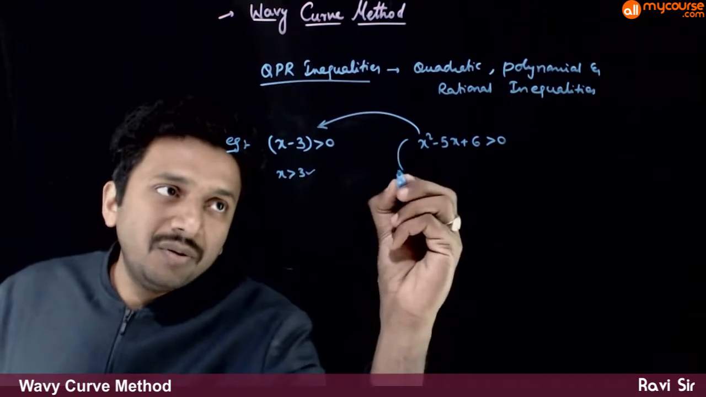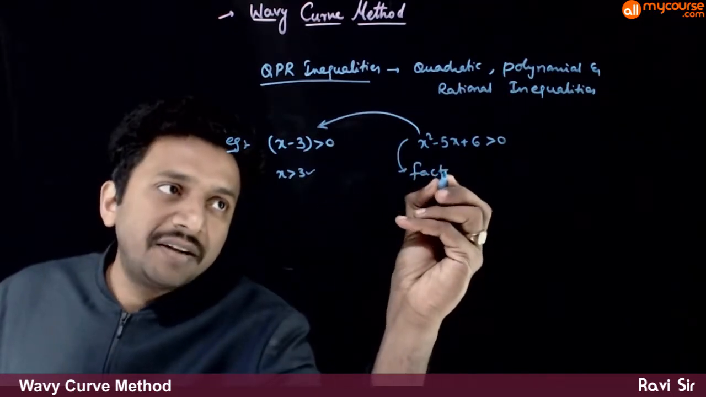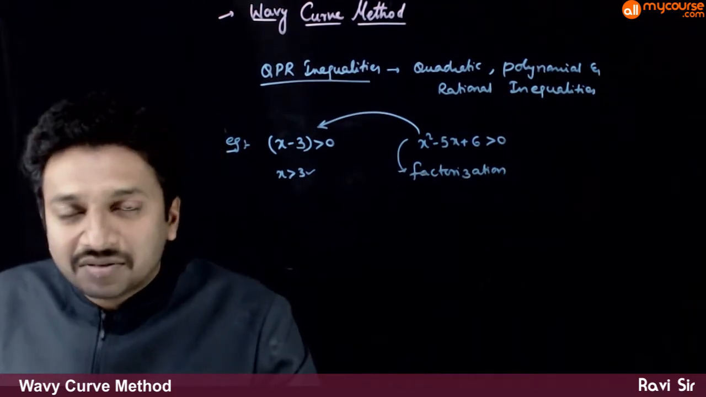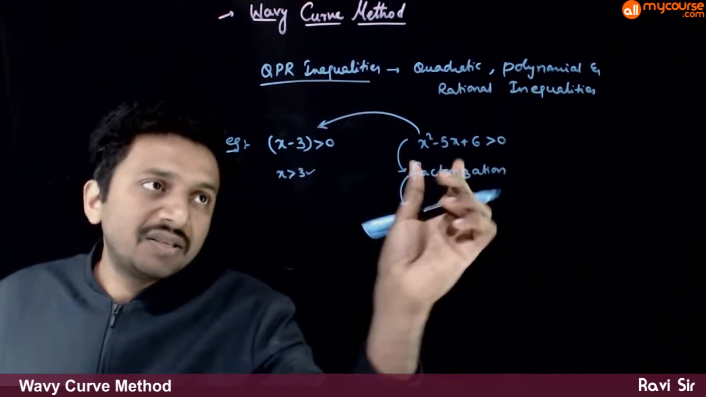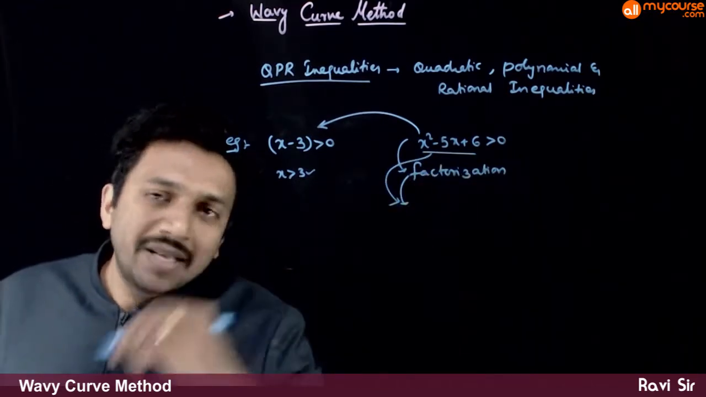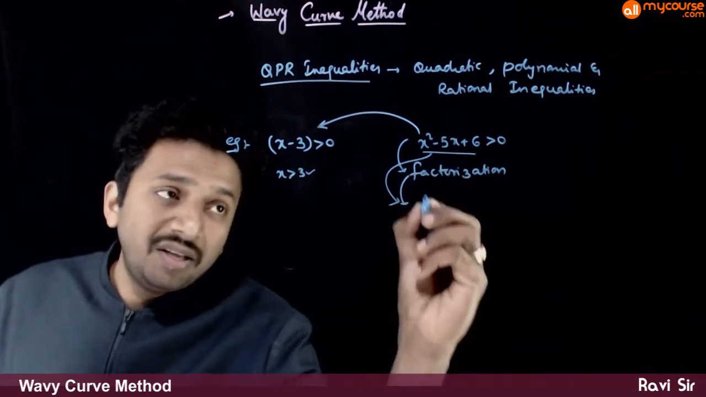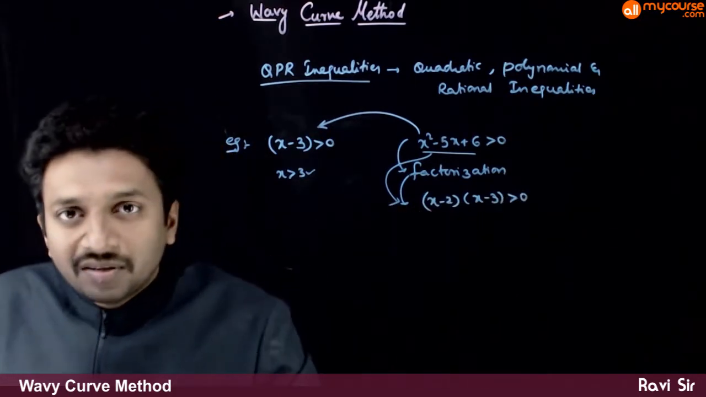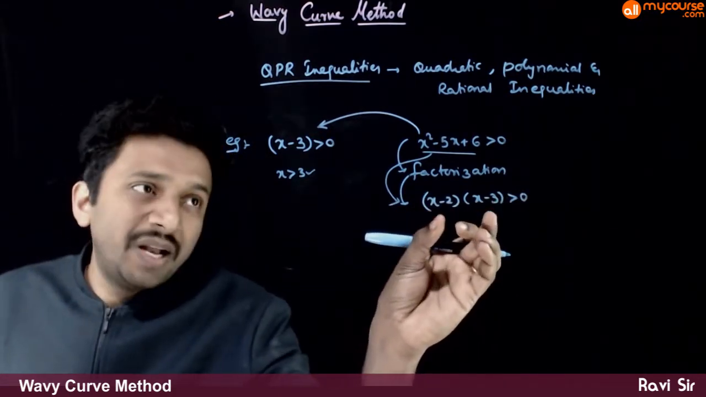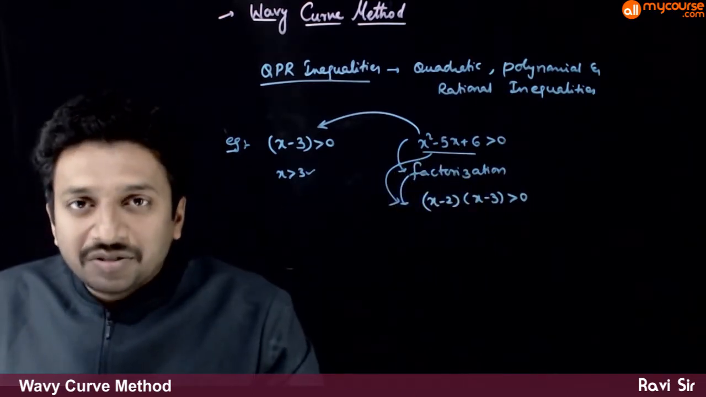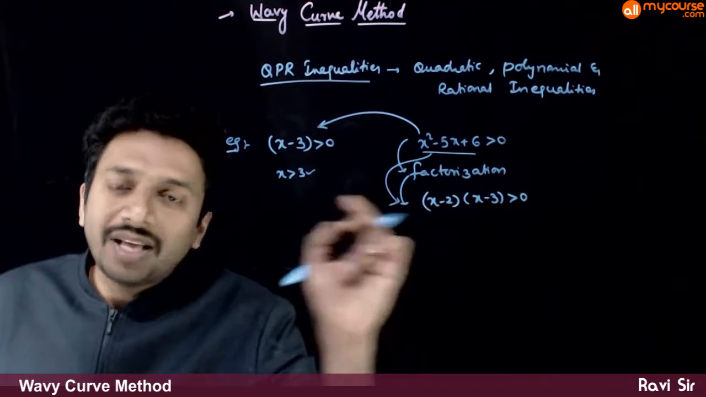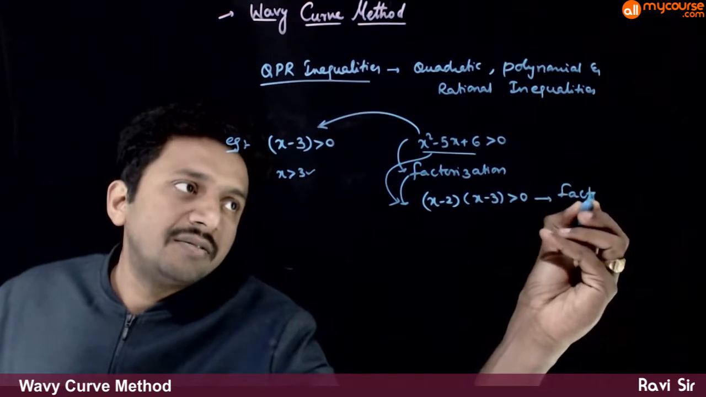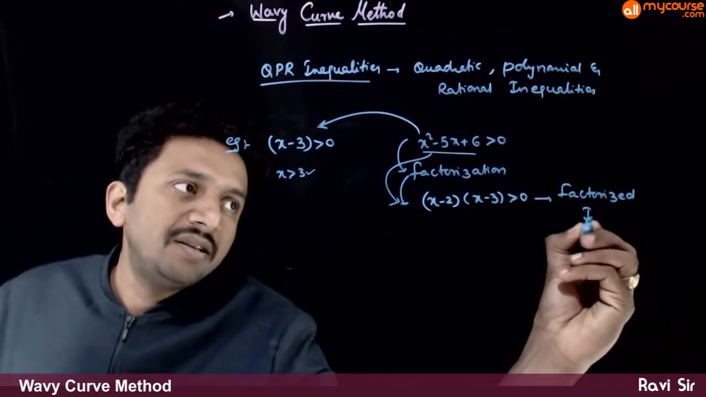For this, we use our concept of factorization. You know how to factorize quadratic expressions. So x square minus 5x plus 6 can be factorized into x minus 2 into x minus 3 greater than 0, right? I don't think I need to explain how to factorize. You know how to factorize quadratic expressions. So once you factorize this, x minus 2 into x minus 3 greater than 0, this becomes something called a factorized inequality.